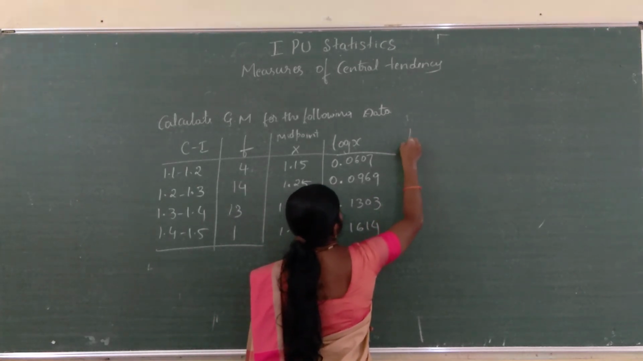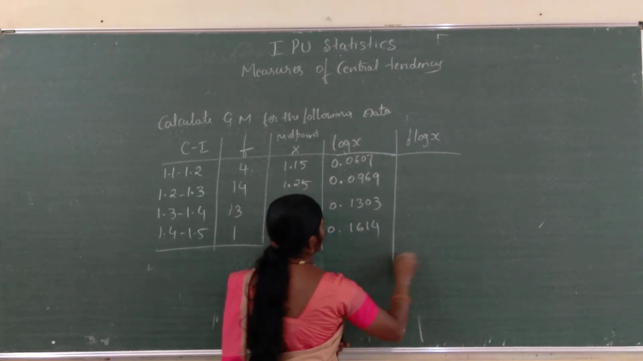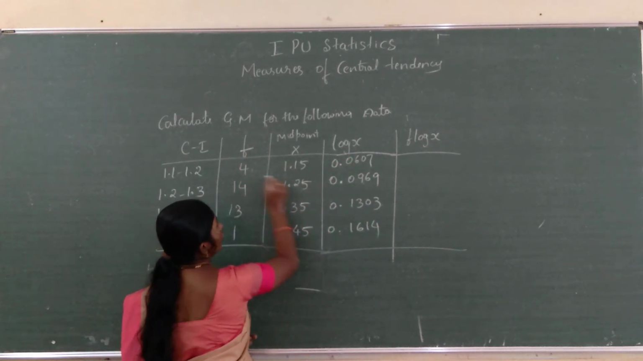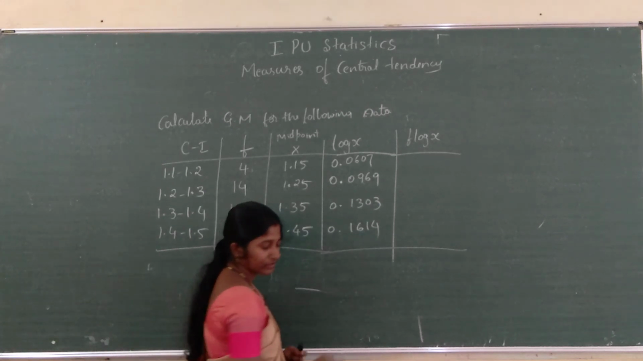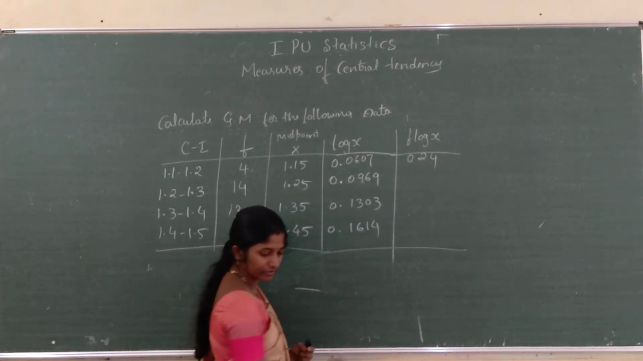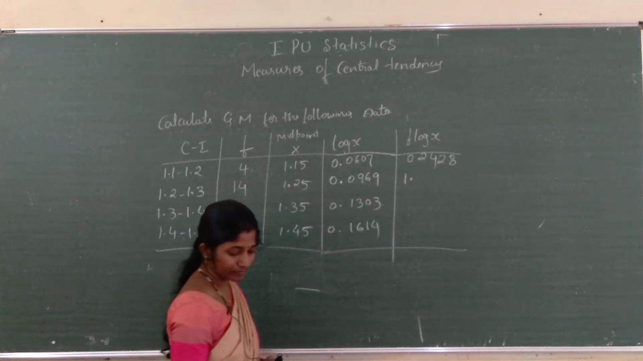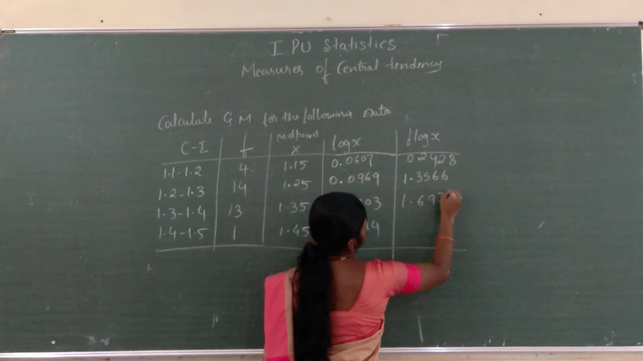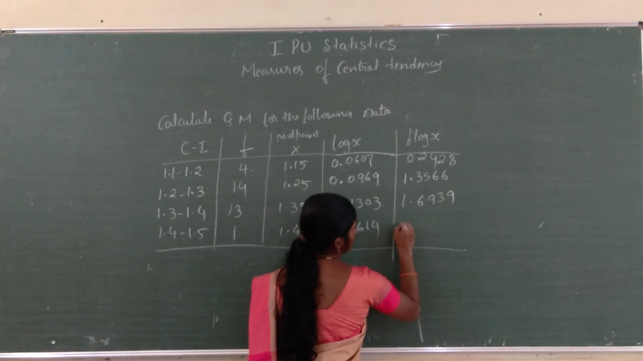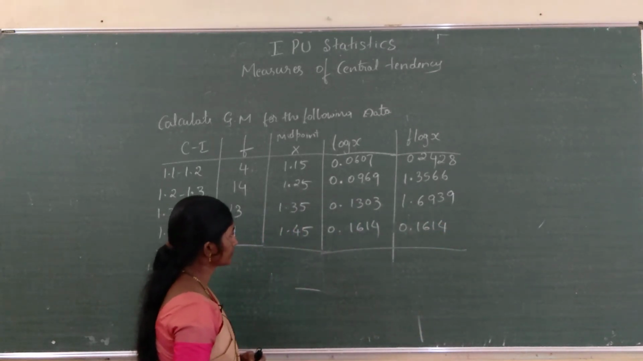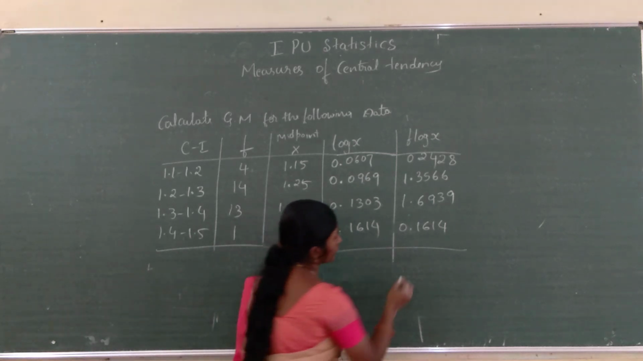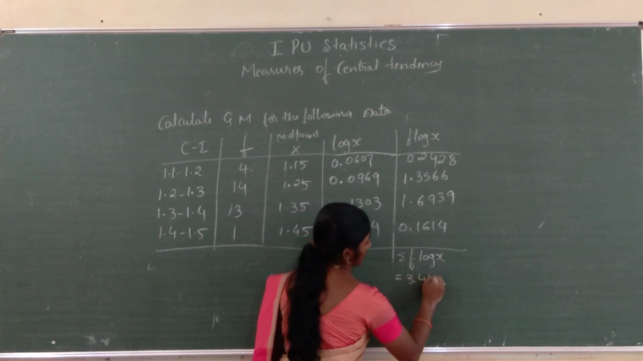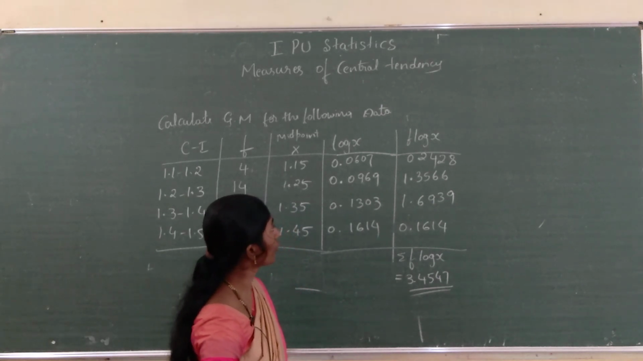1614. Now last one, f into log x. Multiply this one. Here f, here log x. 4 into 0.0607, 0.2428. Here 1.3566. Multiply that one. 1 into this much, 1614. Total value: four, five, four, seven. So this is the total of f into log x.